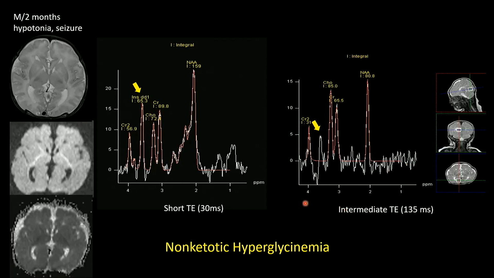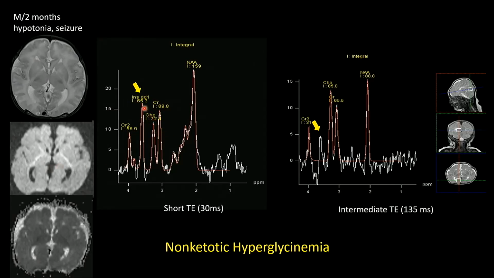Here is another case. The MR spectroscopy is quite helpful. This is the image that I showed before. This is non-ketotic hyperglycinemia, which shows diffusion restriction in the internal capsule.